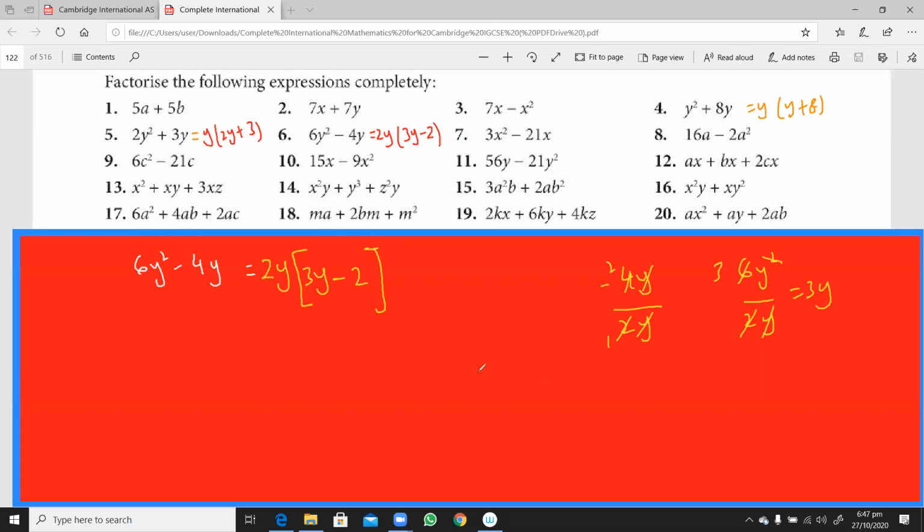Now, suppose you had written this by mistake, you wrote here y, okay? Then when you multiply this back, this will give you minus 4y square, which is not the right thing over here, okay?